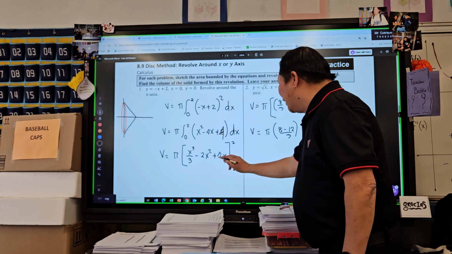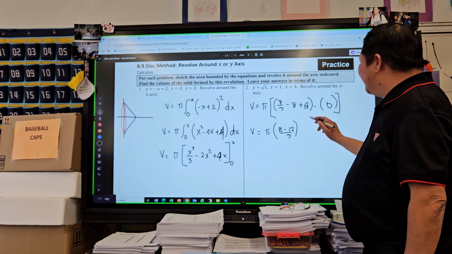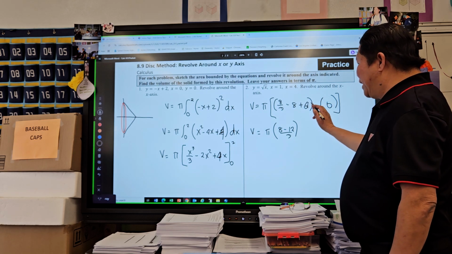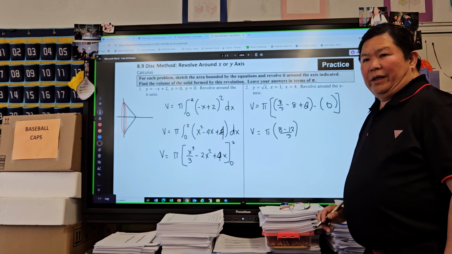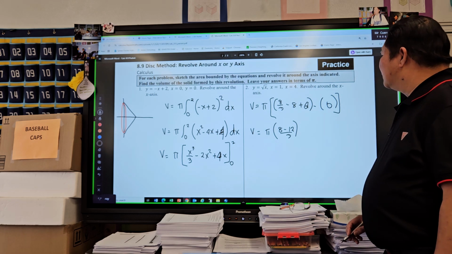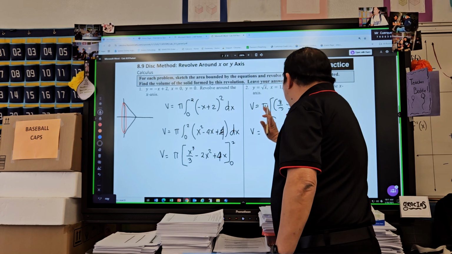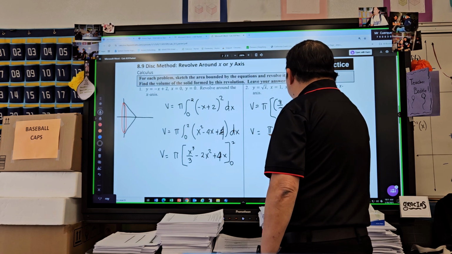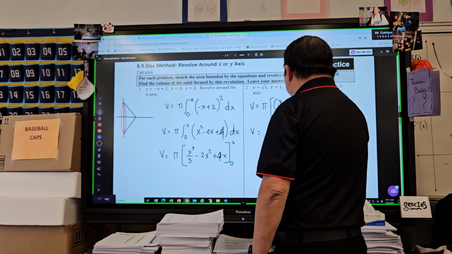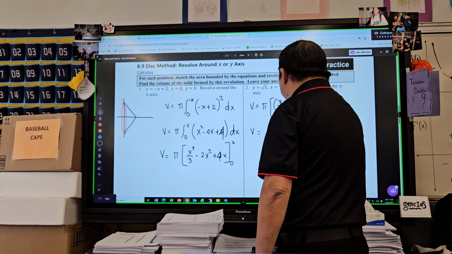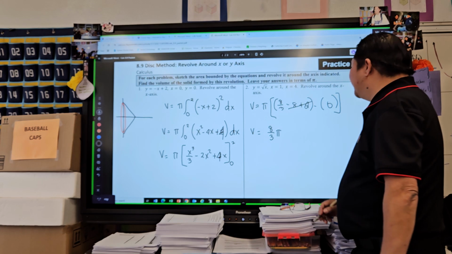So this is 4x. I thought you guys were talking about negative 4x. No, this is 8 right here if we plug in 2. So therefore 8 minus 8, 0. That cancels out. So the final answer is pi times 8/3, or 8/3 pi. Okay, so it's the final answer.